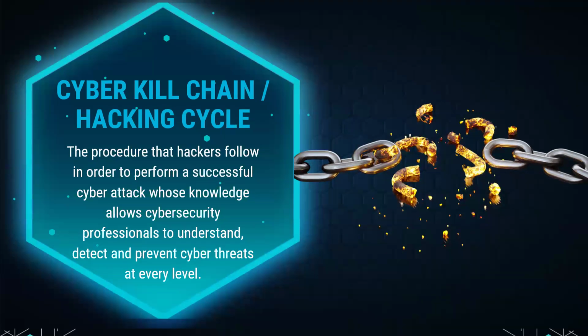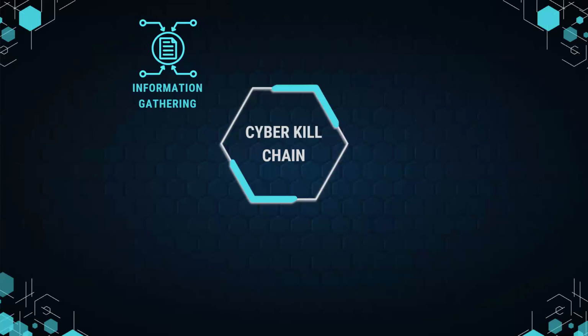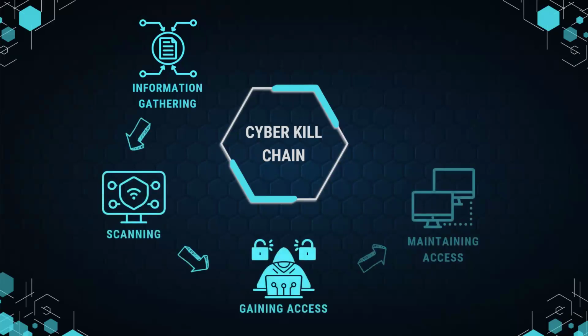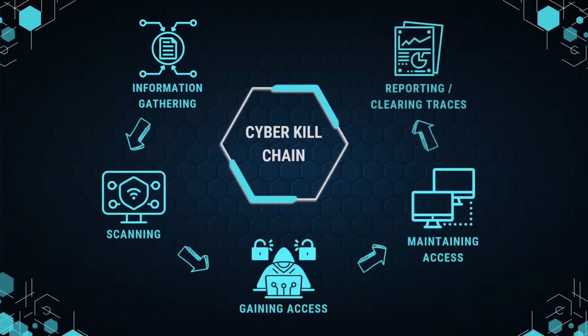First step is called information gathering. Second step is called scanning. Third step is called gaining access. Fourth step is maintaining access. And the last step is reporting or clearing traces. So these are the 5 steps that are involved in the actual real-time cyber kill chain. And our whole course is going to revolve around these same 5 steps itself.